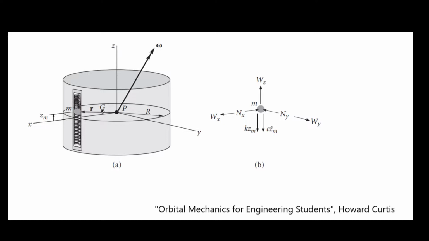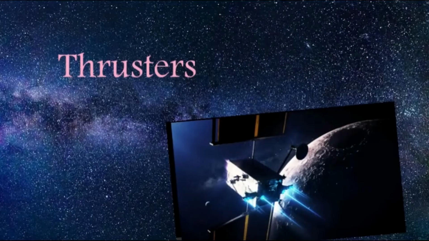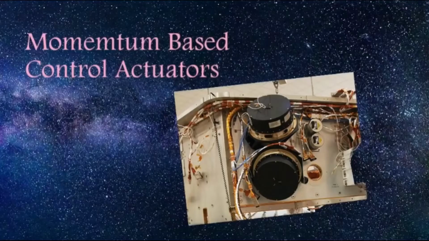On the other hand, thrusters are the simplest type of active actuator. They are simple rockets, and by applying a balanced force with a pair of rockets on opposite sides of the spacecraft, we can produce a torque that can rotate the spacecraft in any direction. Actuators that rely on angular momentum are the most common type used for spacecraft attitude control.